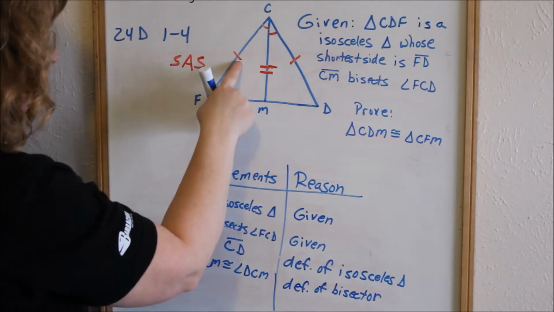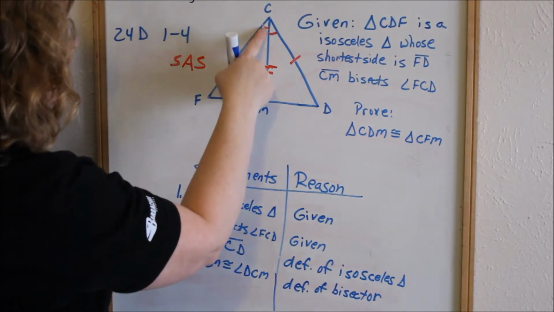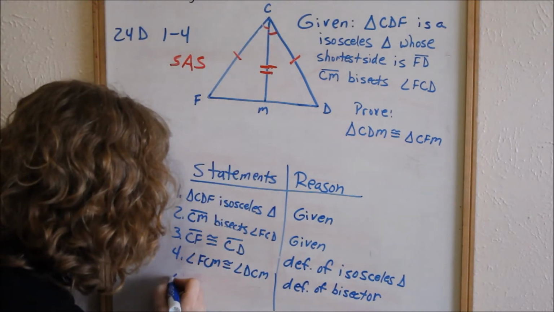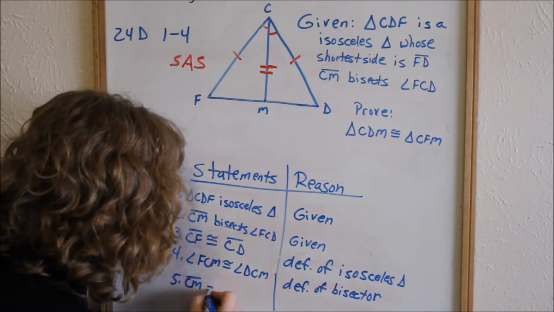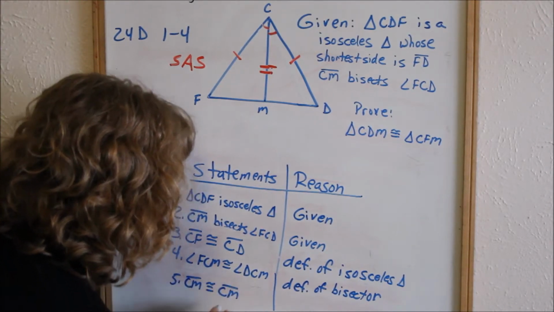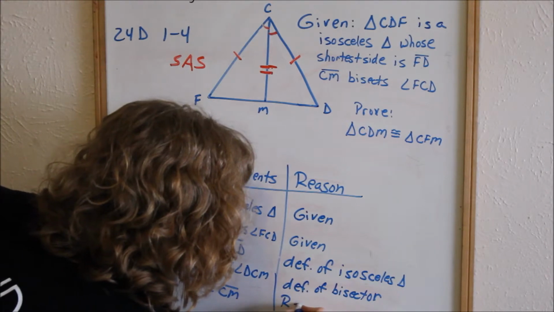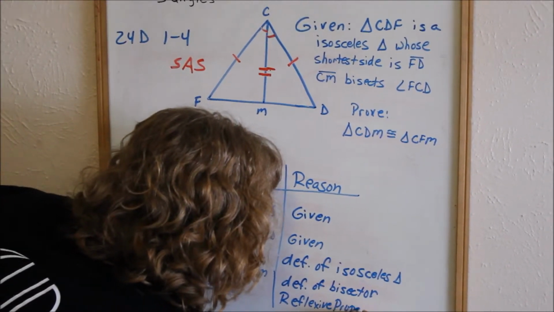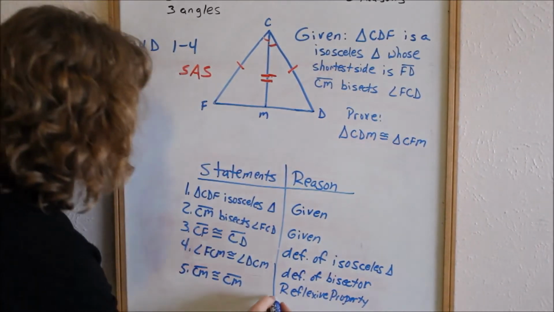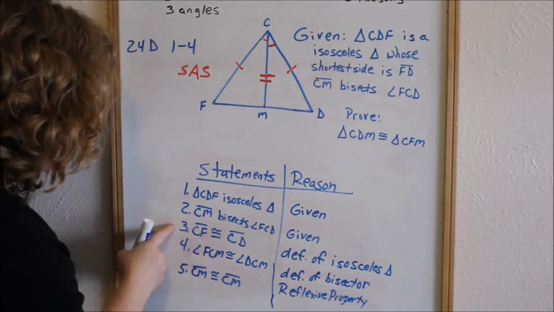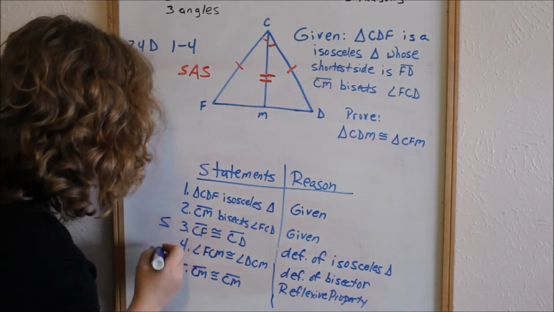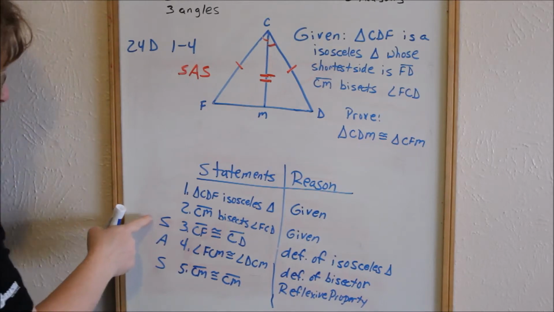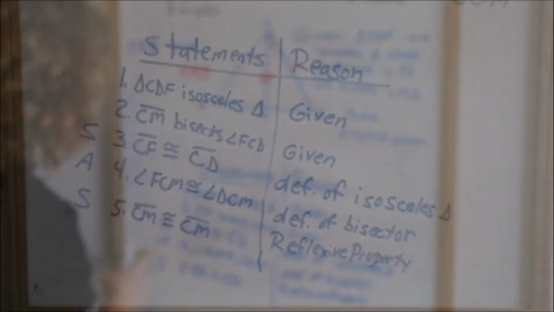Okay, so I've made a statement for this line, for this marking. I've made a statement for this marking. Now I've got to make a statement for this marking. So line segment CM is congruent to itself in both triangles. Why is that? The reflexive property. And you can just write reflexive. So this was a statement about a side, this was a statement about an angle, and this was a statement about a side. So I have now said all my statements about my side, angle, side.